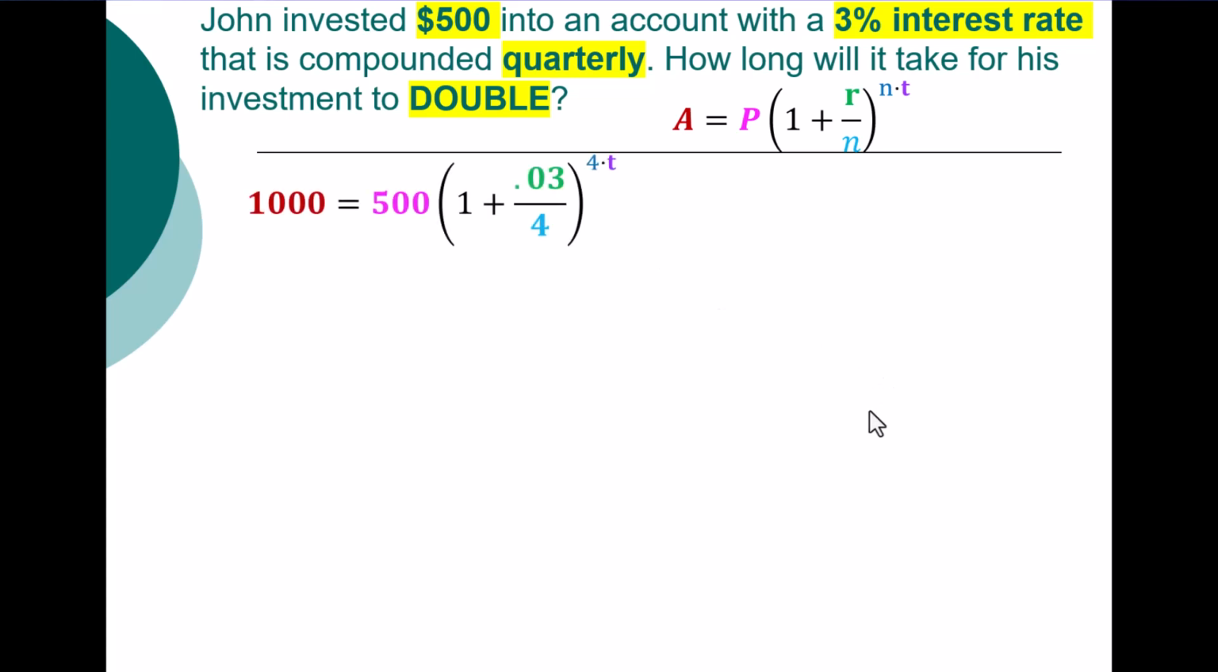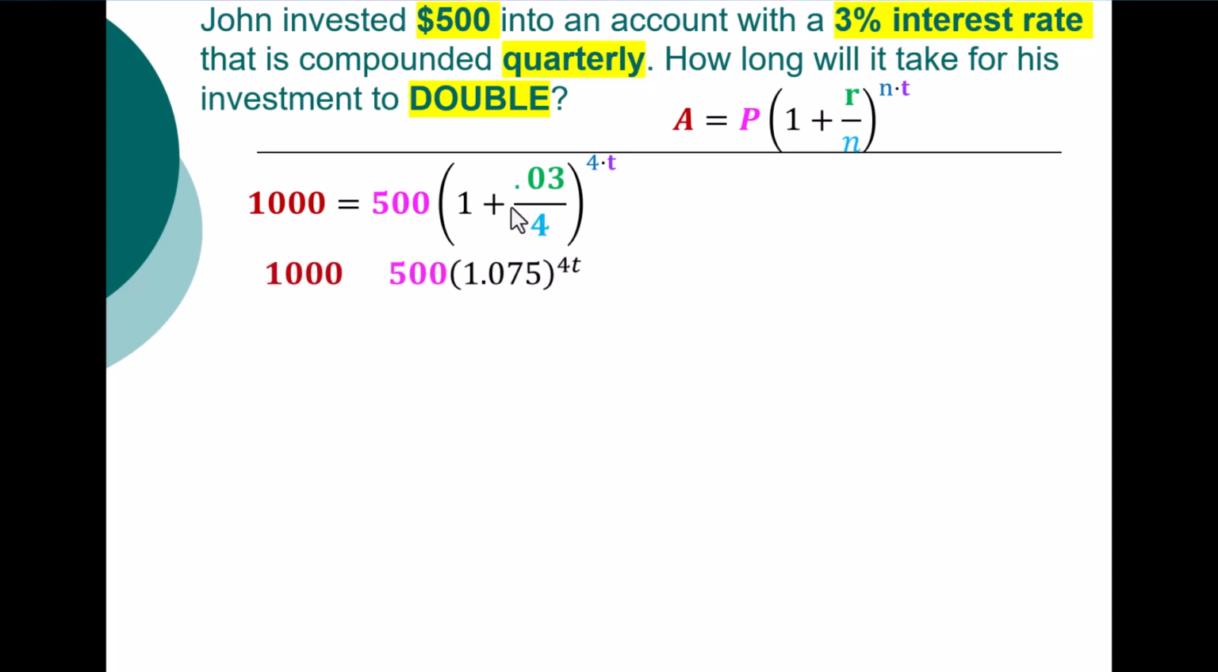Let's put that all together. We want $500 to double, so we want to get 1,000. We start with $500, convert our interest rate to a decimal. Remember, quarterly is 4, so 4 goes in the denominator. It also goes in the exponent. And then we want to know how long, so our variable this time is t. I hope you know where this is leading. When we're solving for an exponent, we have to use logarithms.